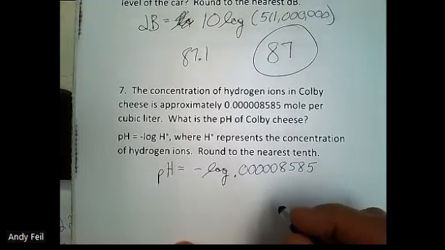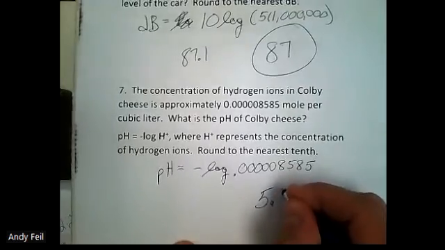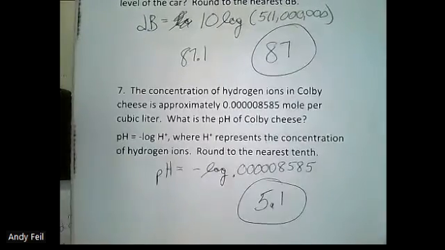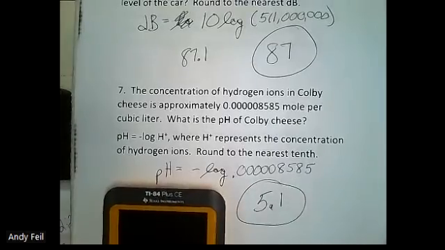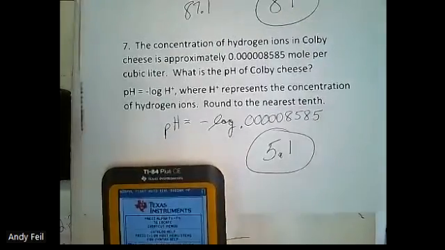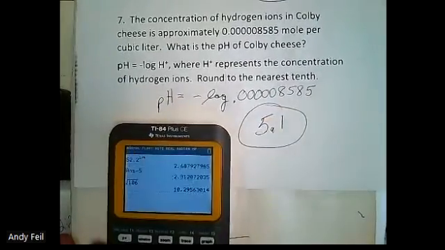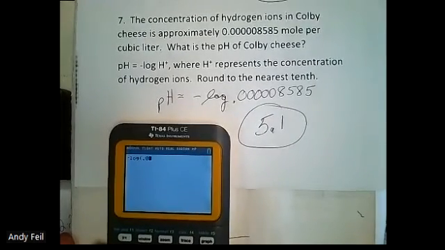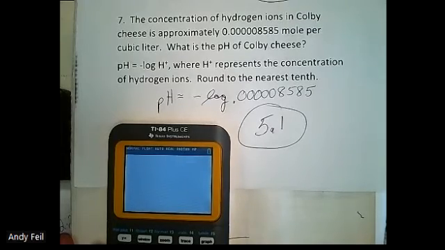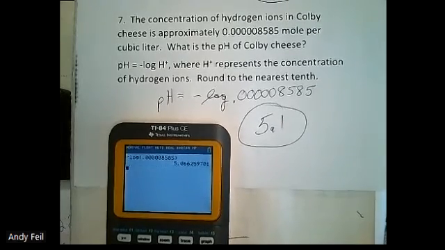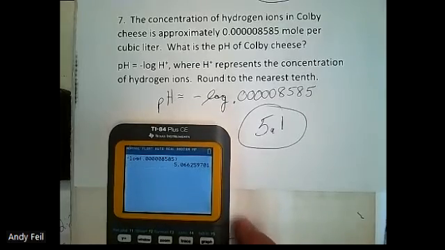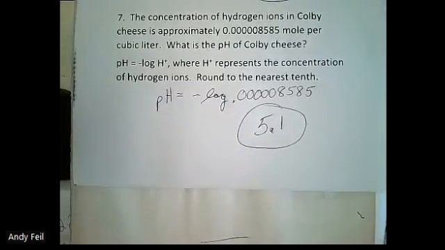How much? Try it again. I think it's 5.1. Try it. Maybe, when I did this the first time, I just didn't put in enough zeros. So you just got to be careful. Let's make sure we're typing this in right. Negative log 0.00008585. Did you just not have enough zeros? Yeah. So you get 5.1. 5.1. Excellent. All right. Any questions on the story problems?